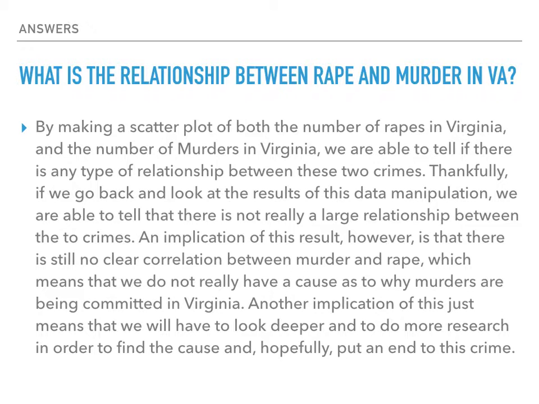An implication of this result, however, is that there is still no clear correlation between murder and rape, which means that we do not really have a cause as to why murders are being committed in Virginia. Another implication of this just means that we will have to look deeper and do more research in order to find the cause and, hopefully, put an end to the crime.